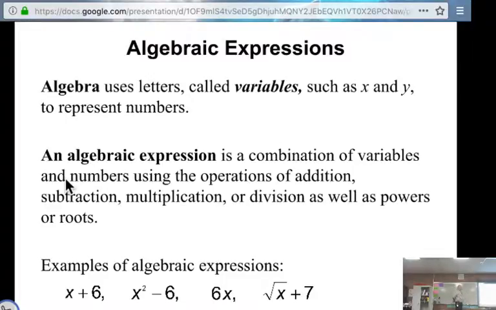An algebraic expression is a combination of variables and numbers using the operations of addition, subtraction, multiplication, or division, as well as powers or roots. Ooh, fun stuff. So here we have x plus 6, x squared minus 6. Hey, that looks familiar. 6x, root x plus 7. Each one of these is just an algebraic expression. Has an x in there. I'm sure we all have an x somewhere, you know? It's just the nature of the world.